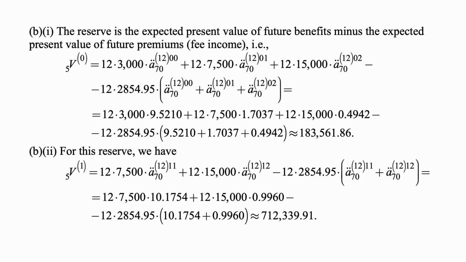minus 12 times 2,854.95, that's the monthly fee, times the sum of the present values of the 3 annuities, which we already worked with, given in the table. So now we just plug in all these numbers, do the calculation, and we get approximately 183,561.86.